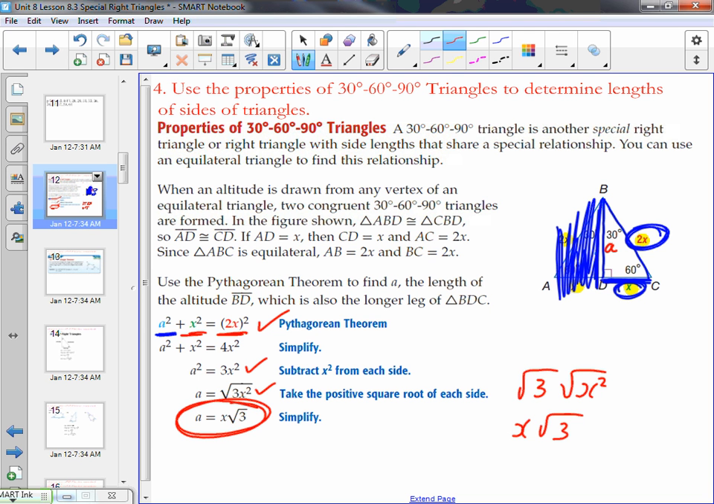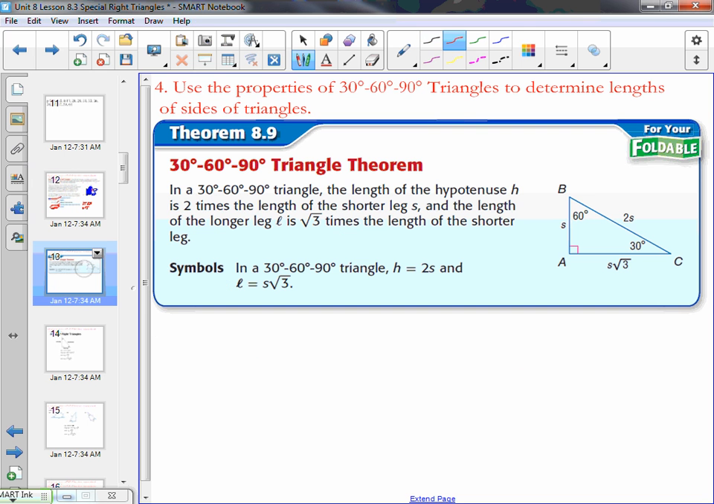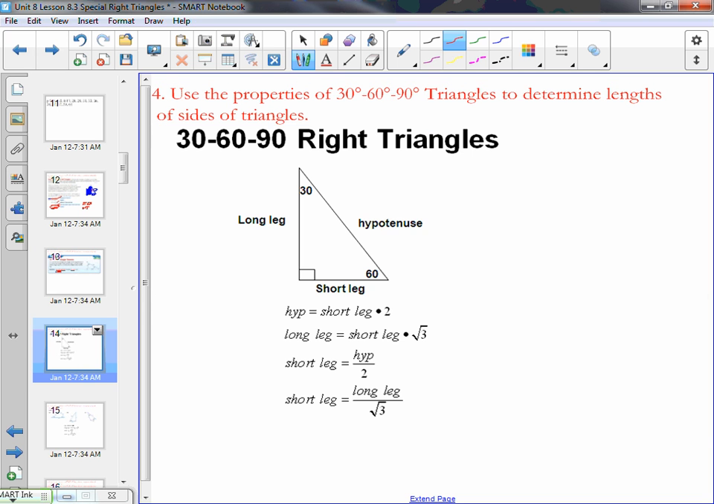Whatever the length of the short leg is, times the square root of 3, that equals the length of the long leg. Okay? Now, the book puts all of this into a theorem. In a 30, 60, 90, the hypotenuse is 2 times the short leg, and the long leg is the square root of 3 times the short leg. I want you to write it in your notes like this.